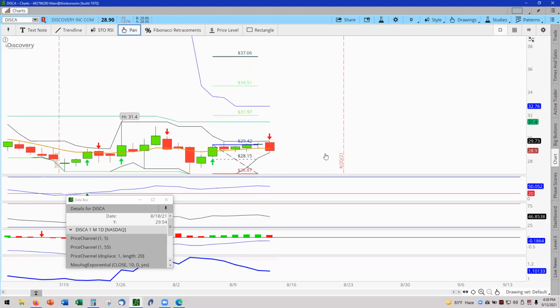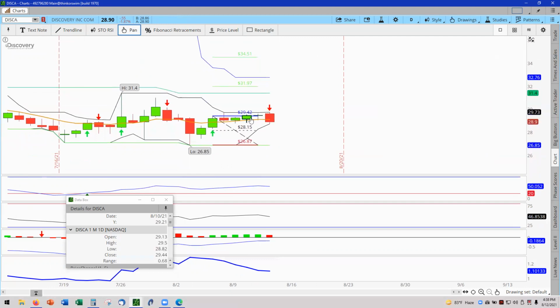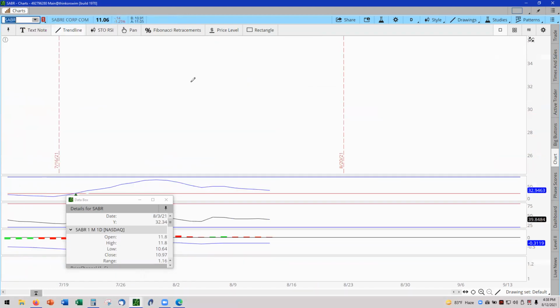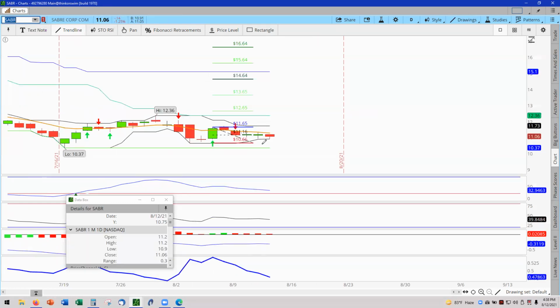Discovery here. So it has not cleared. So the stop is still here. Stop is still here at the risk ratio. Okay, Saber. And stop is still here at the initial. So right there.